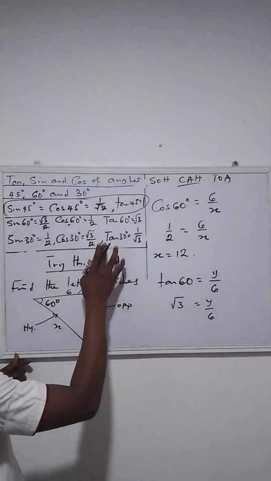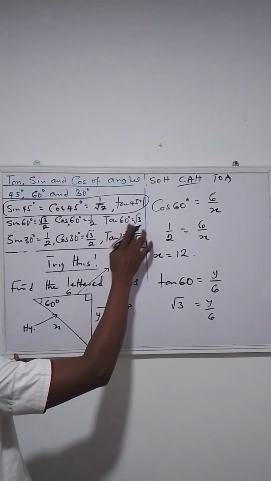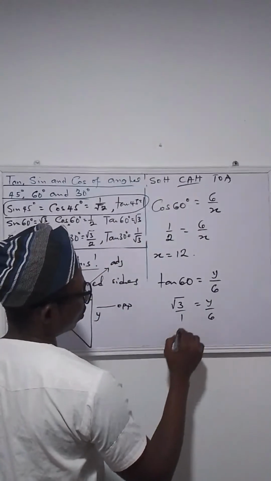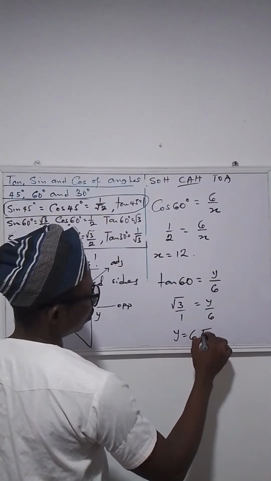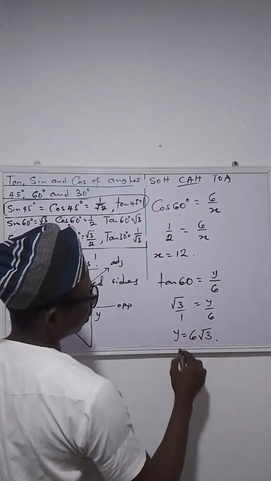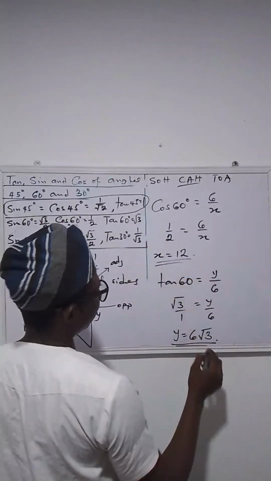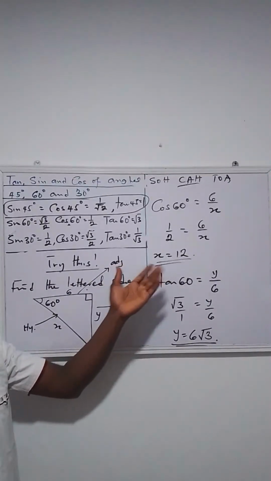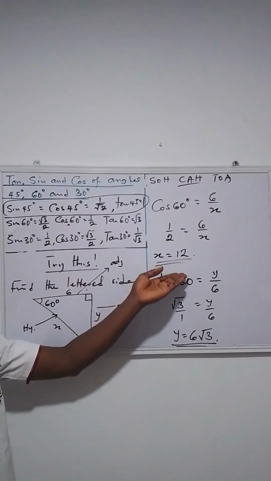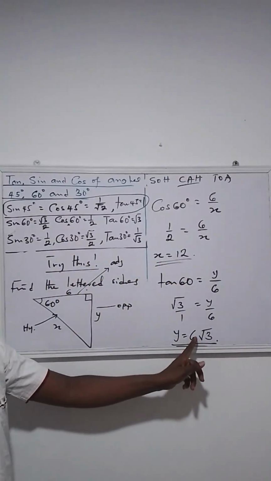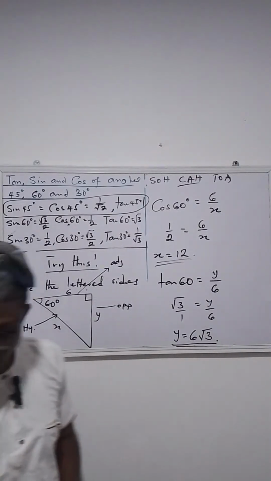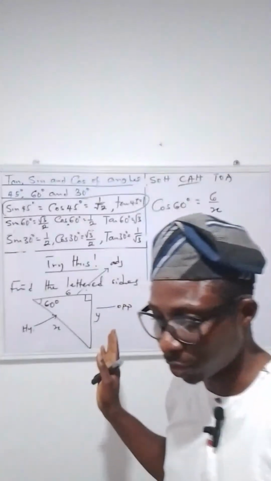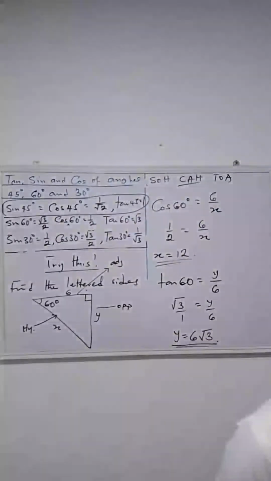Now you can see that tan 60 is square root of 3. So you cross multiply. We have y equals 6 square root of 3. And this is going to be the answer. So we have 2 answers for that. The first is x equals 12, and the second is 6 square root of 3. Okay, so I want to believe you all understand that explanation. So we are moving down to something else.